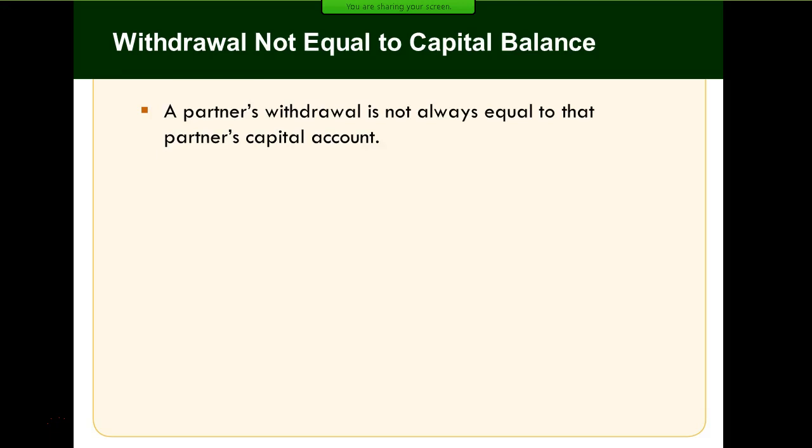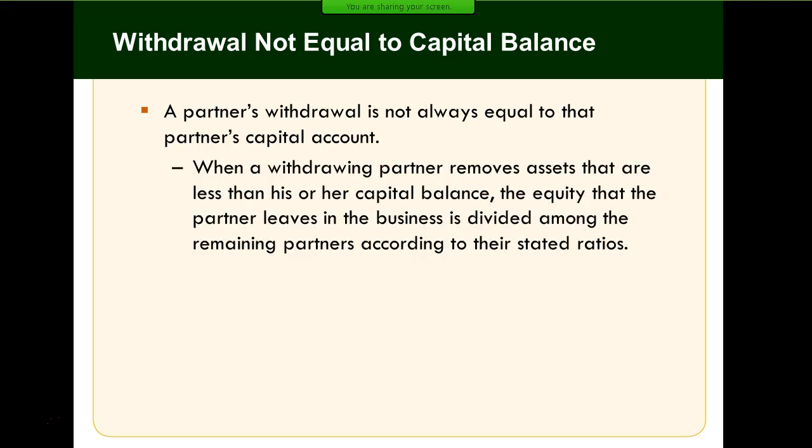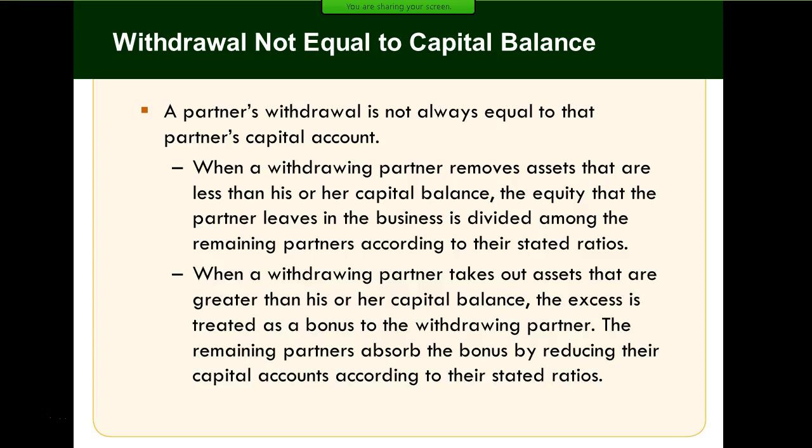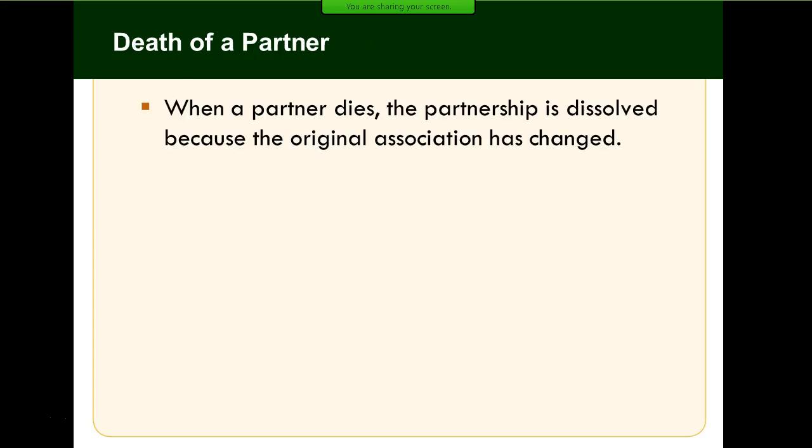Now, withdrawals aren't always equal to the partner's capital account. This usually happens quite often. So when the partner that's withdrawing removes assets that are less than his or her capital balance, the equity that a partner leaves in the business gets divided among remaining partners. And when a withdrawing partner takes out assets that are greater than his or her capital balance, that excess gets treated as a bonus to the withdrawing partner, and as a result, those partners that are remaining, their capital balances are going to be reduced.